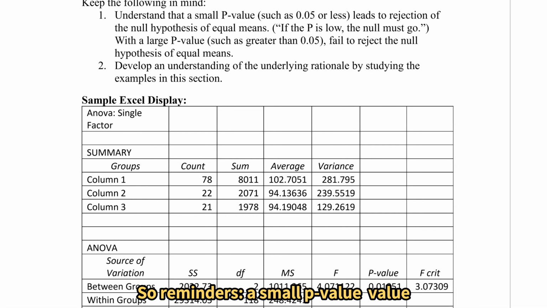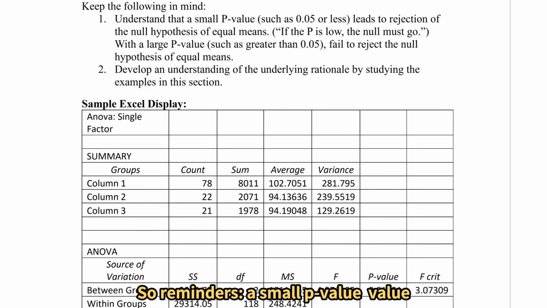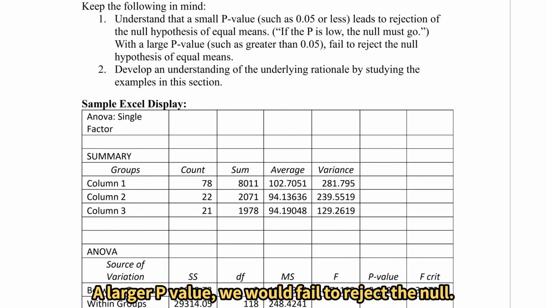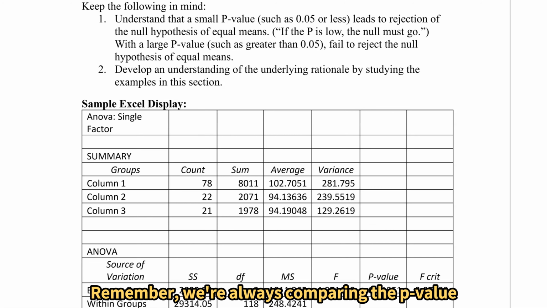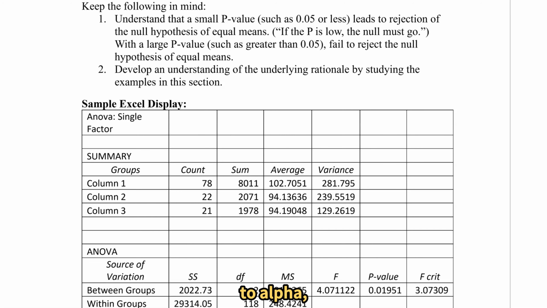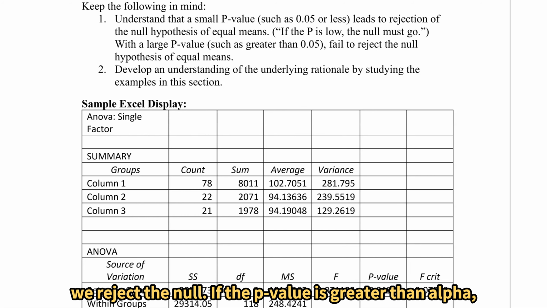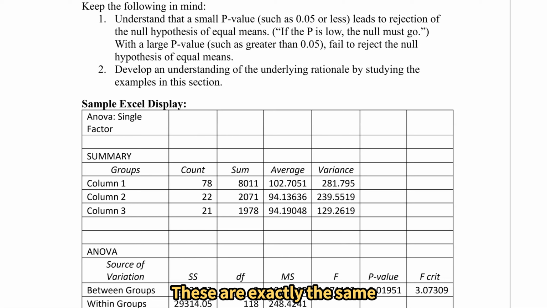So, reminders. A small p-value leads to rejection of the null hypothesis. A larger p-value, we would fail to reject the null. So remember, we're always comparing the p-value to alpha. So if our p-value is smaller than alpha, we reject the null. If the p-value is greater than alpha, we do not reject the null. These are exactly the same conditions that we've talked about for every hypothesis test that we've done.